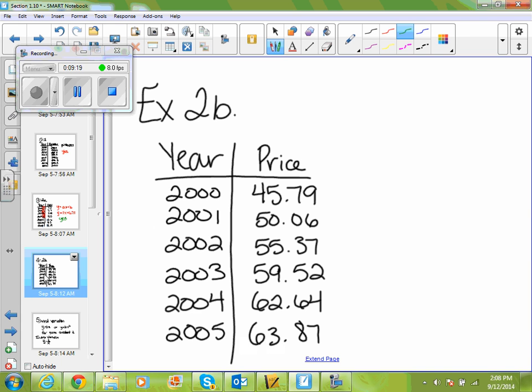So we're going to talk about year and price. So go back to stat and then go to edit so you can get to your list. On years, use 0, 1, 2, 3, 4, and 5. And then plug in the price into the second one.